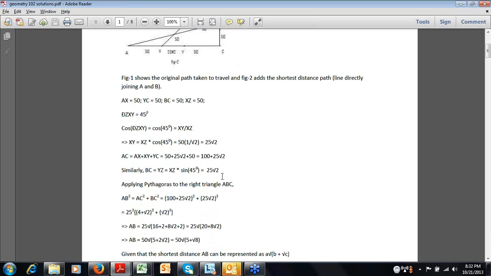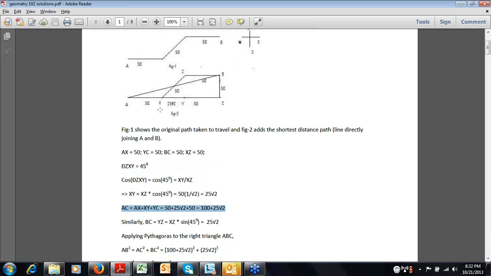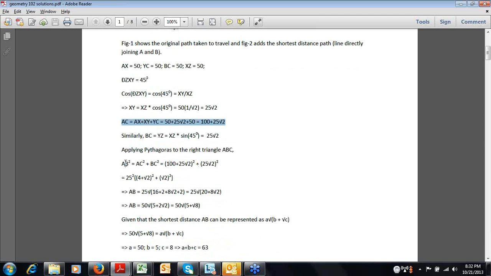So we have the value of BC, we have the value of AC. So you have to calculate the value of AB. AB square is equal to AC square plus BC square. We'll use that formula and find the value of AB. Now the trick is not finding the value of AB. Trick is how to get the value of AB in this format, as they have asked. And if you've got that format, just add the value of A, B and C. 50 plus 5 plus 8 will be 63.